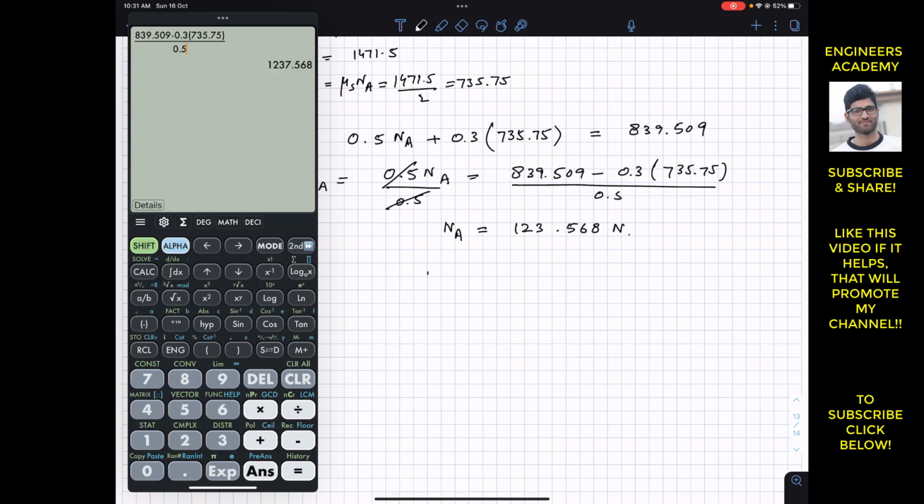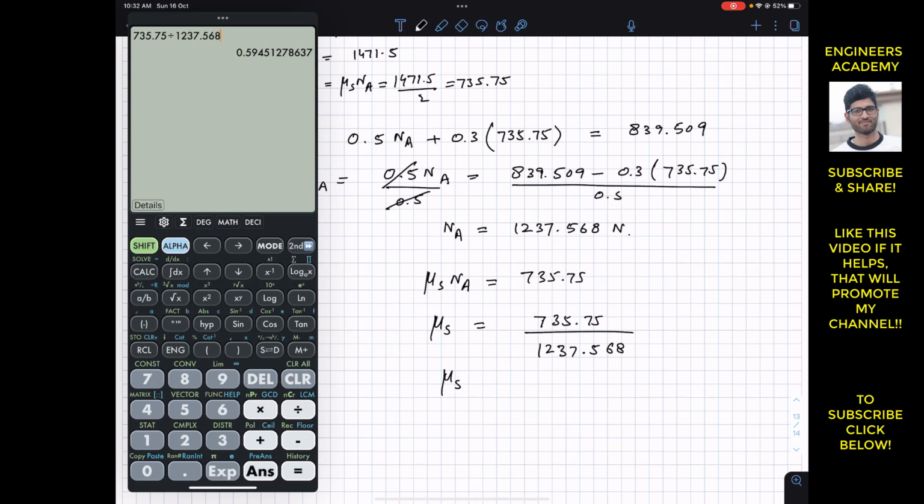newtons. And now we know that mu S times NA is equal to 735.75 from here. And we are interested to find mu S. So that will be mu S equals 735.75 divided by NA, which is 1237.568. So 735.75 divided by 1237.568 gives us mu S equal to 0.595, let's say.